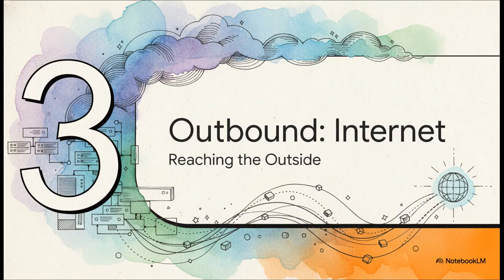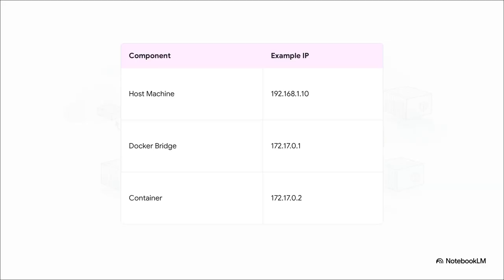All right, Section 3. Outbound traffic, reaching the internet. Let's trace our first critical data journey. Imagine your container is running a web server like Nginx, and it needs to reach out to the internet to pull down a software package. To understand how this works, we really need to look at the IP addresses involved.